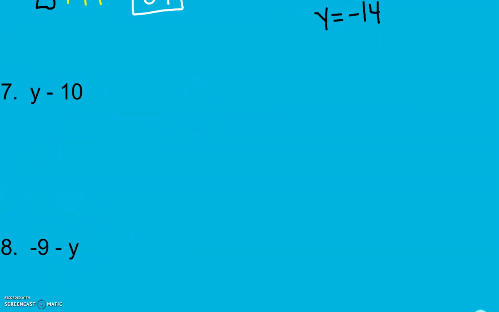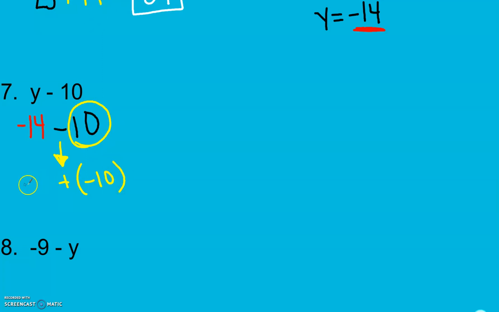Go ahead and give 7 a try. I wrote down y is still negative 14. Okay, we know y is negative 14, and that's the first thing I see. So the first thing I have is negative 14, and then I still have minus 10. I change from subtraction to adding, and take the opposite of what follows. Instead of a positive 10, now it becomes a negative 10. And I still have that negative 14.